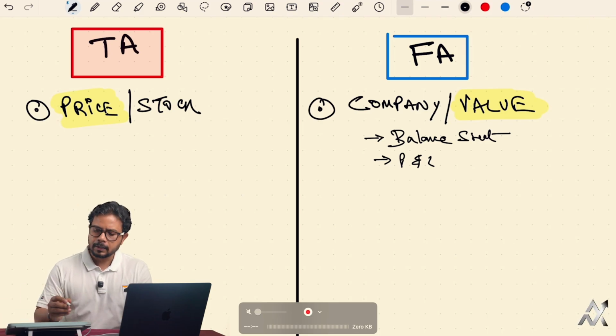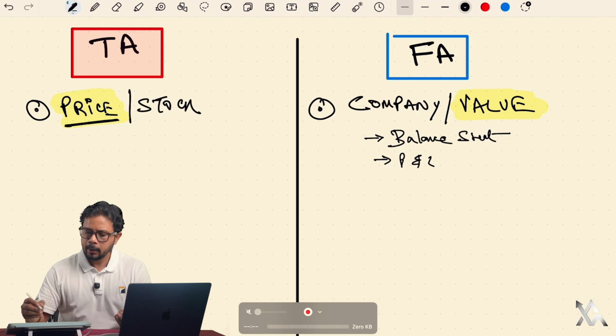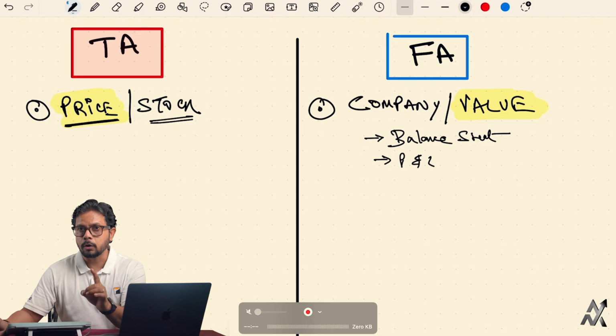Take a look at the left hand side, the technical analyst who is looking at the charts. We do take a look at the charts. What is our key parameter? Price. Price changes every second. Every day, the current market price is different. In a matter of just a week or two, the price can go up 20-30% or even crash 10-20-30%. A lot can happen in a very small span of time. And over here, the focus is not on the company. The focus is on the stock.